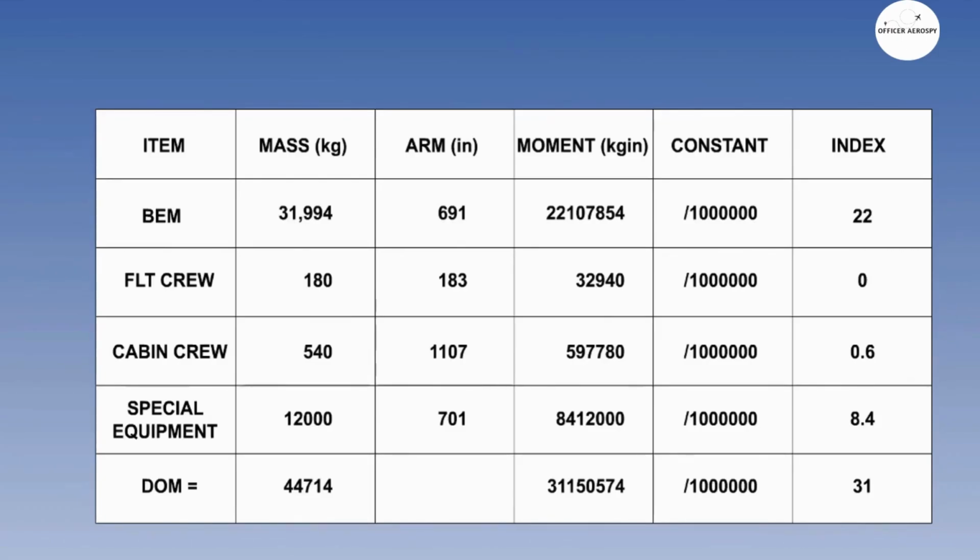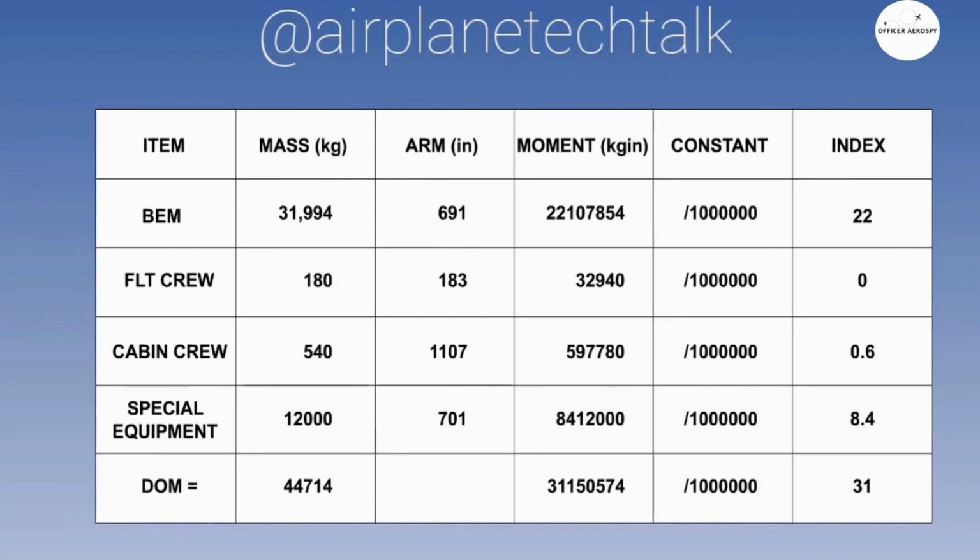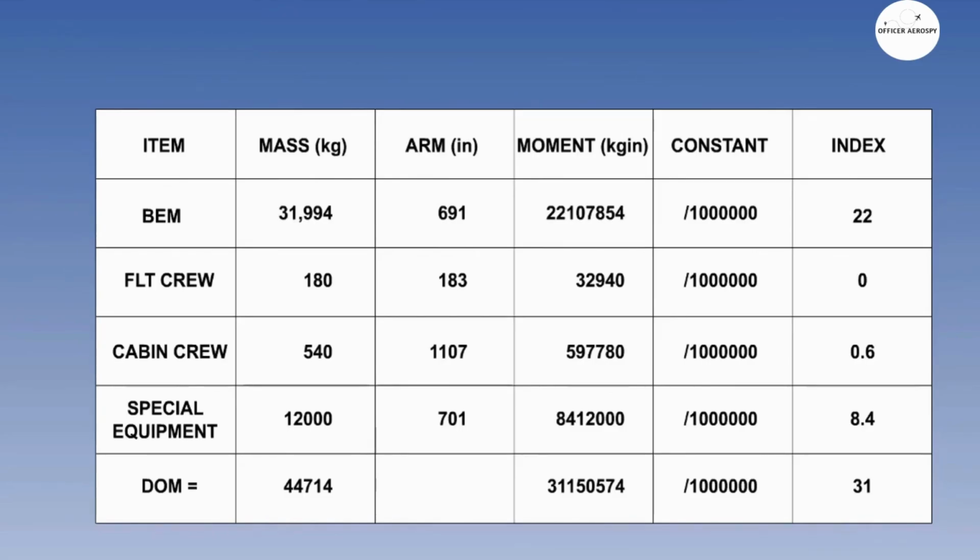For example, this table can be addressed with moments divided by the constant of 1 million. For the first line of the table, you can see the basic empty mass moment of 22,107,854 kilogram inches is divided by the constant 1 million, resulting in the index of 22. So this is how the items and the index are calculated depending upon the mass as well as the arm.